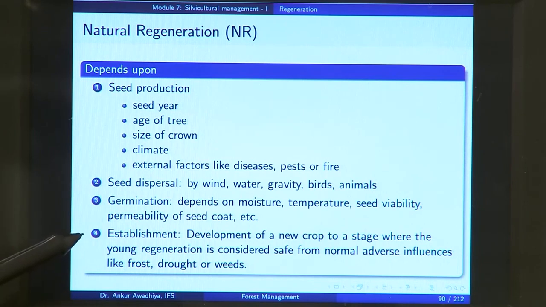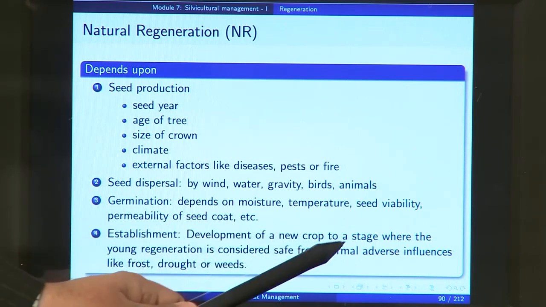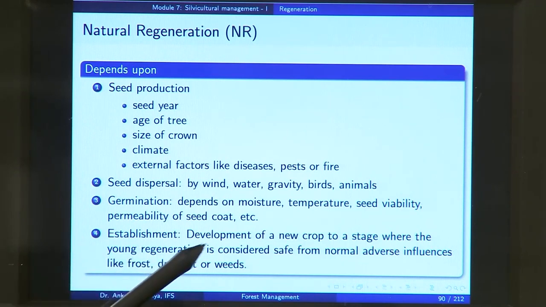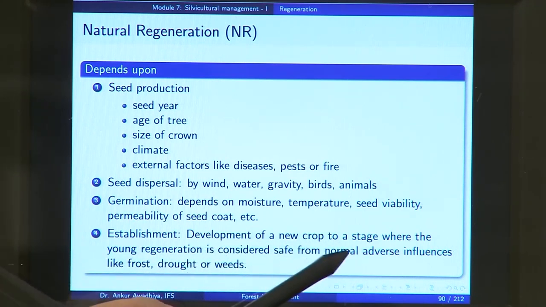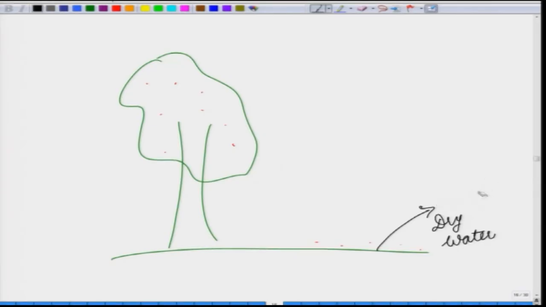Next is establishment. Establishment is development of a new crop to a stage where the young regeneration is considered safe from normal adverse influences like frost, drought or weeds. So, what is establishment? In this case, suppose your seeds fell into an area that was an okay area, but then birds came and ate up these seeds. What will happen then? Even though they were capable of germinating, probably a few of those seeds had already germinated, but then they got eaten up.